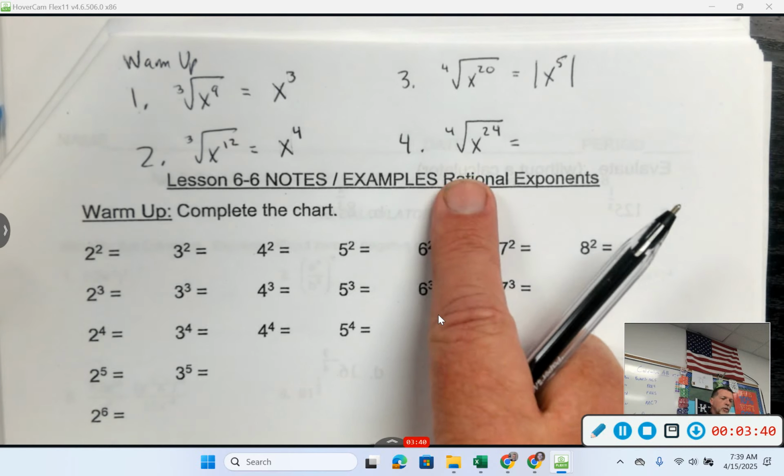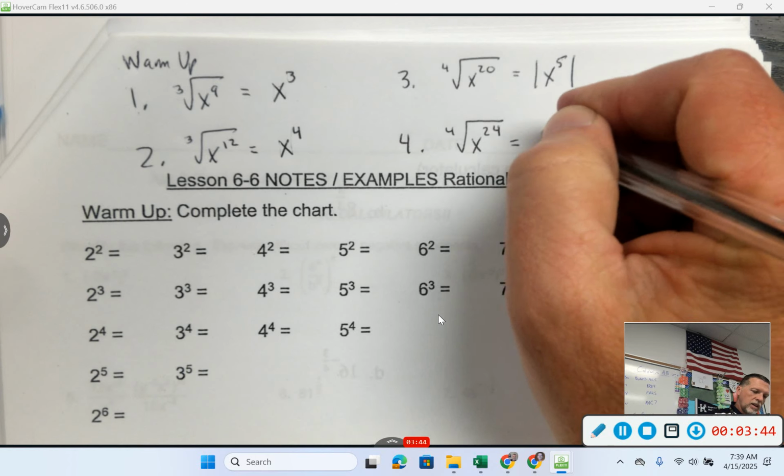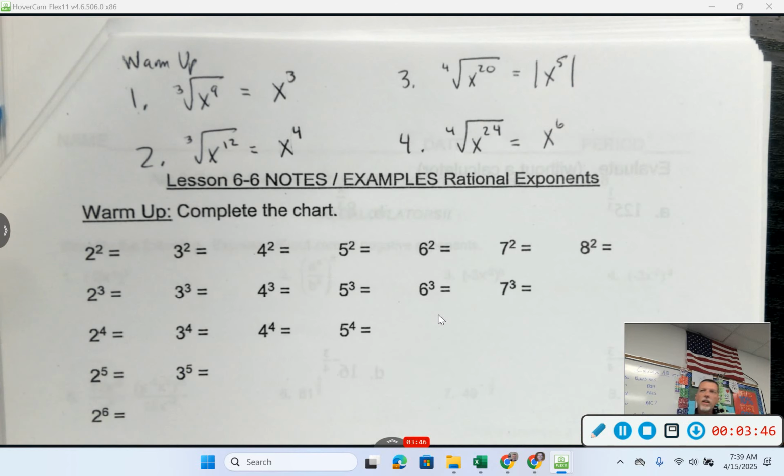Okay? 4th root of x to the 24th. X to the 6th. Why are we good, Cooper? I agree we're good. Did you say we're good? Or did Ryan say that? Jack, why are we good? So what about even makes it good? It's going to be positive regardless.